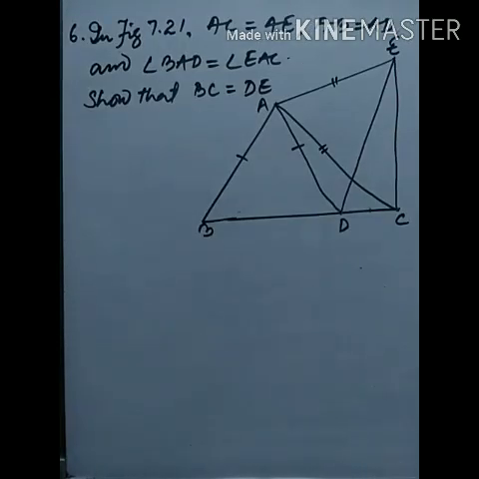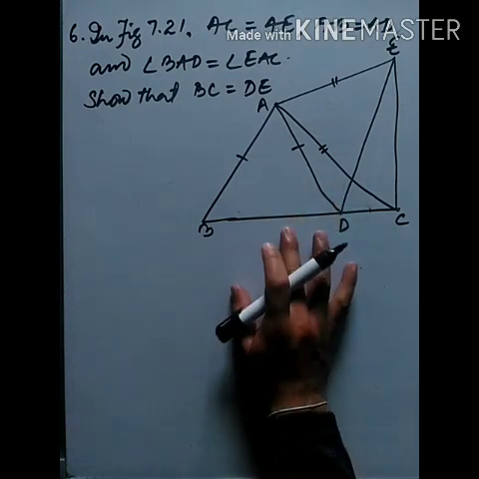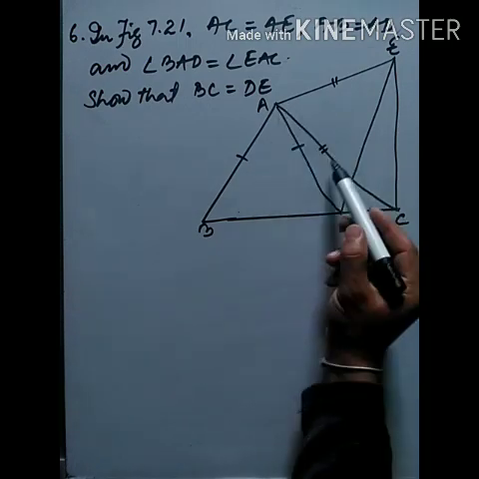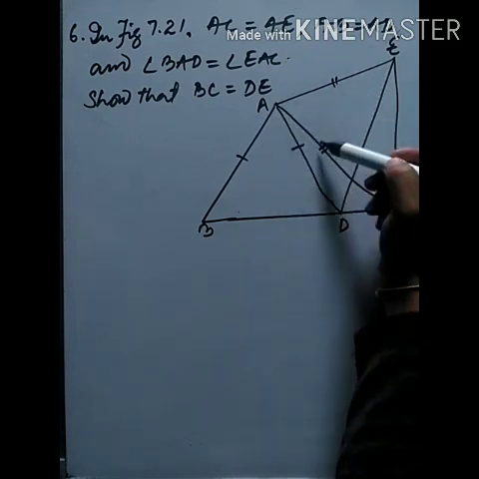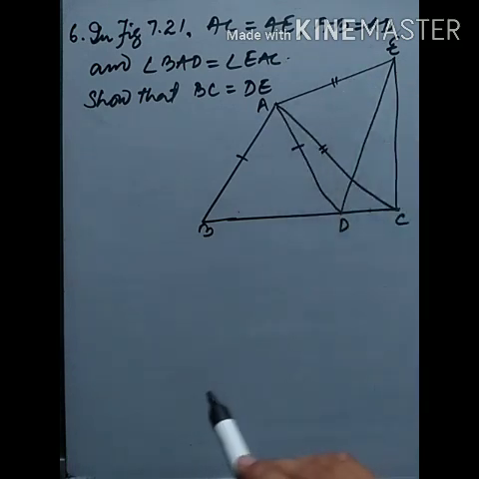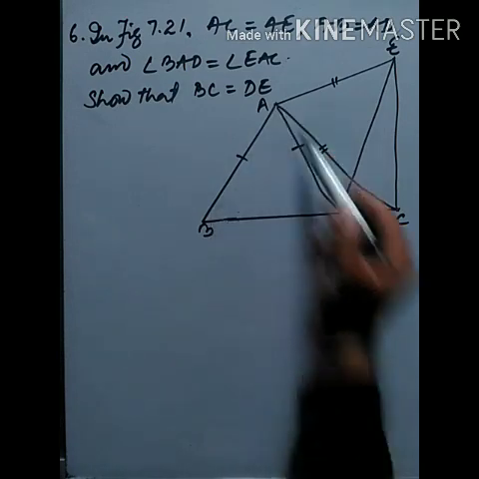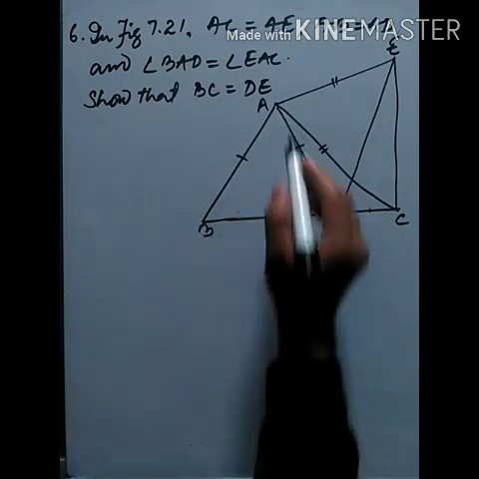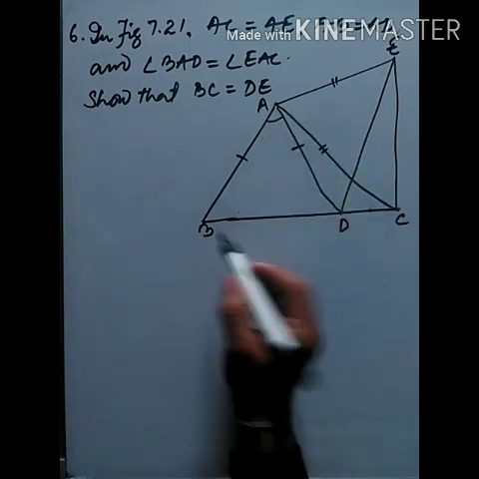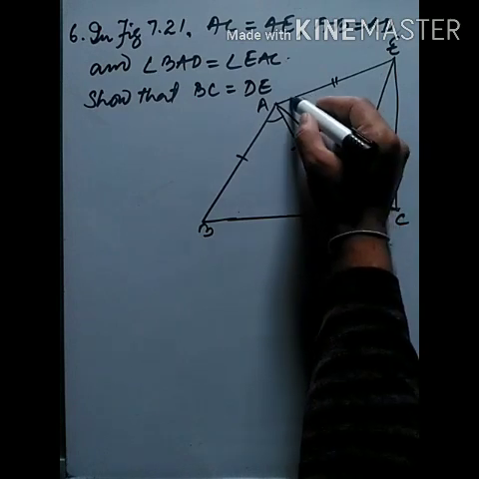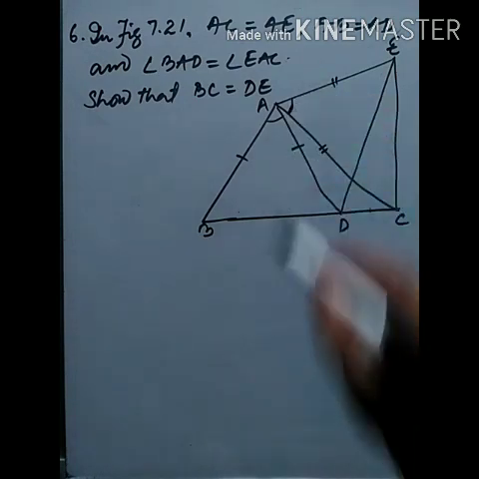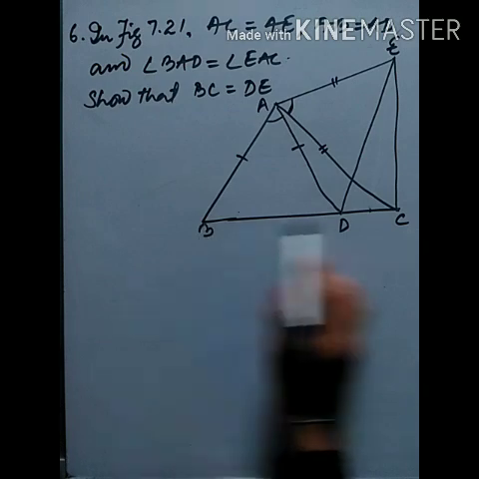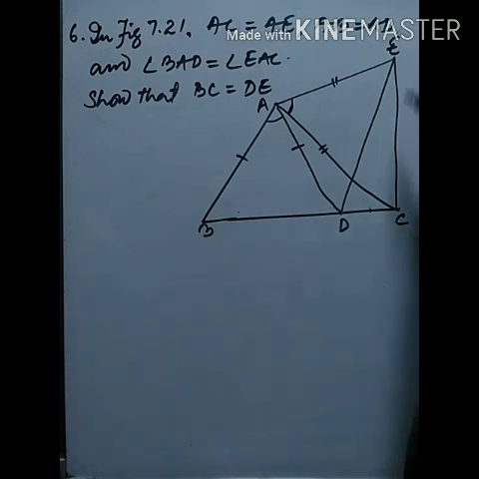Okay, here is the question. Question number 6. In figure 7.21, as per the textbook figure number, AC equal to AE. Here with double marking, AC equal to AE. So these two are equal in length. And next, AB equal to AD. Again, BAD, which is even marked in the textbook, equals EAC. These two angles are equal. So we have to prove that BC equal to DE.